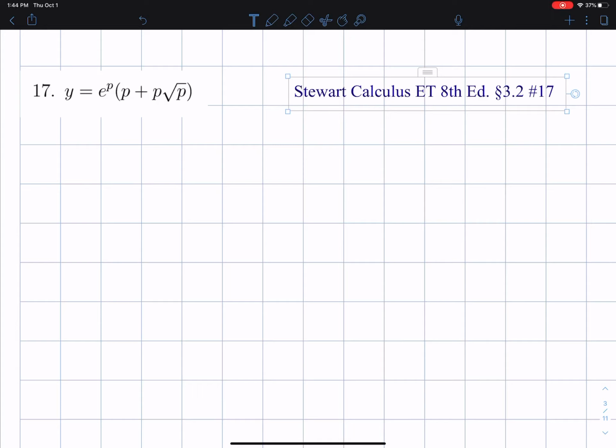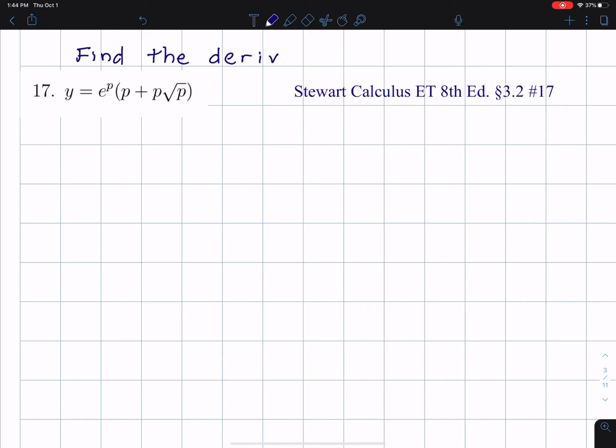Okay, we'll do this problem here where our goal, our directions, are to find the derivative, which is the same as the direction saying differentiate.